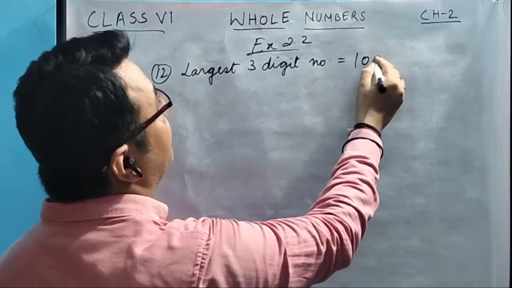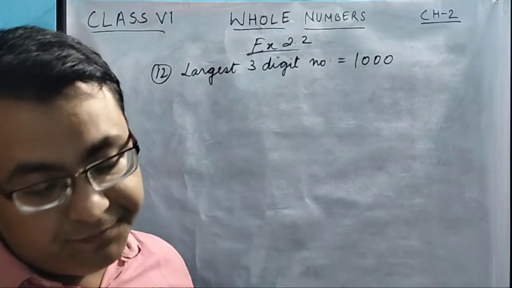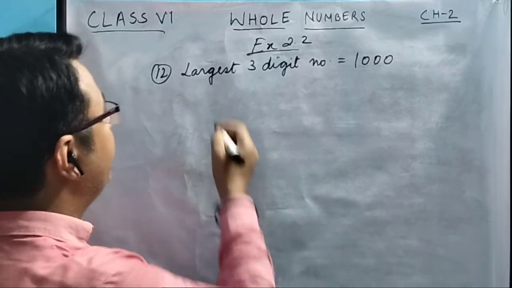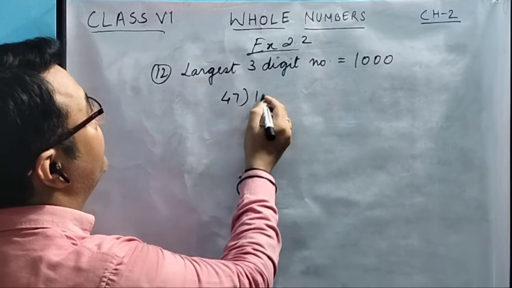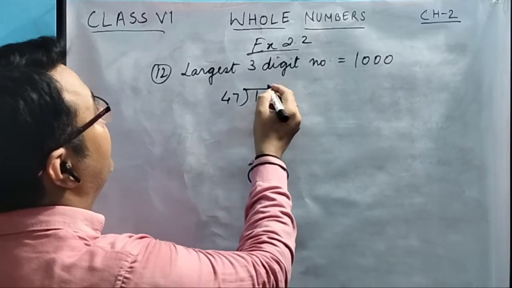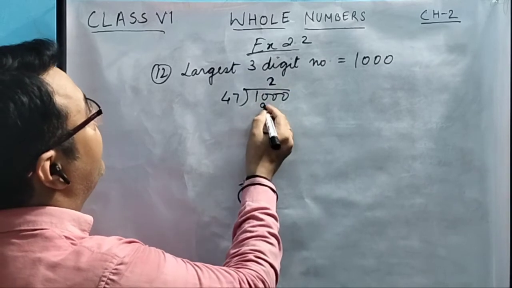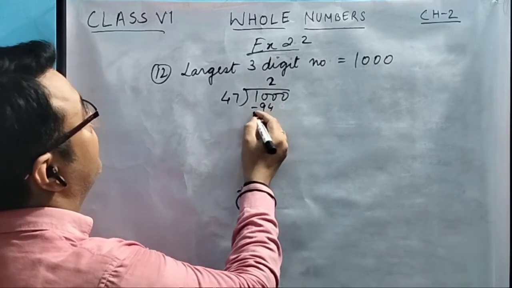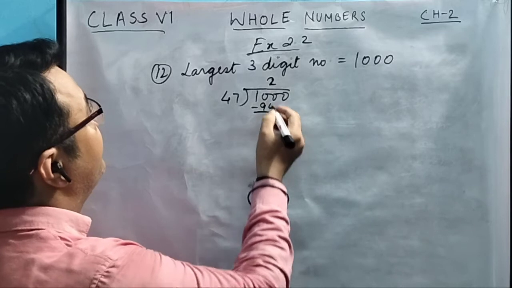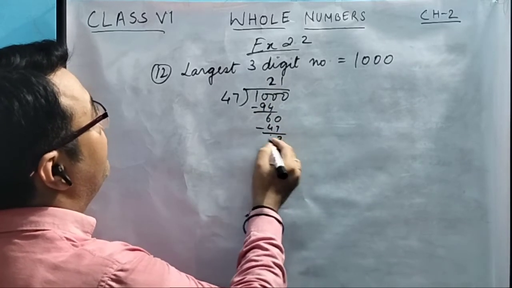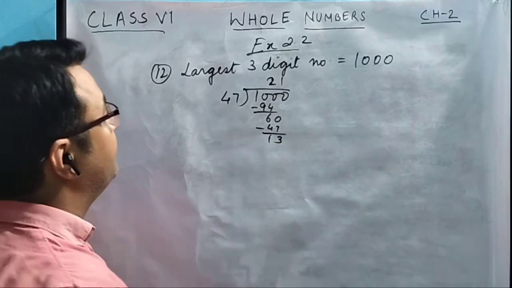Largest 3-digit number is 1000. Okay. So it should be divisible by 47. So let us divide the largest 3-digit number by 47. This will go one time. No, it will go two times. We will get 94. So remainder will be 60. Again it will go one time. Remainder will be 13.